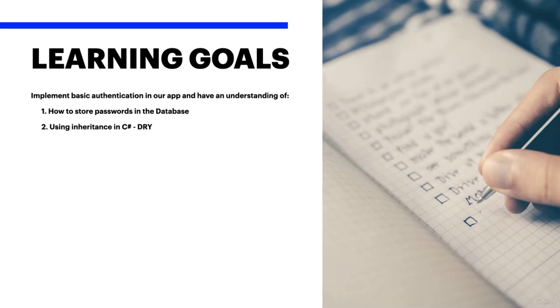The reason for using inheritance is normally to avoid repeating yourself. When you hear the word or acronym DRY, this means do not repeat yourself, and there are certain techniques we can use in C# to help us avoid writing the same code over and over again.